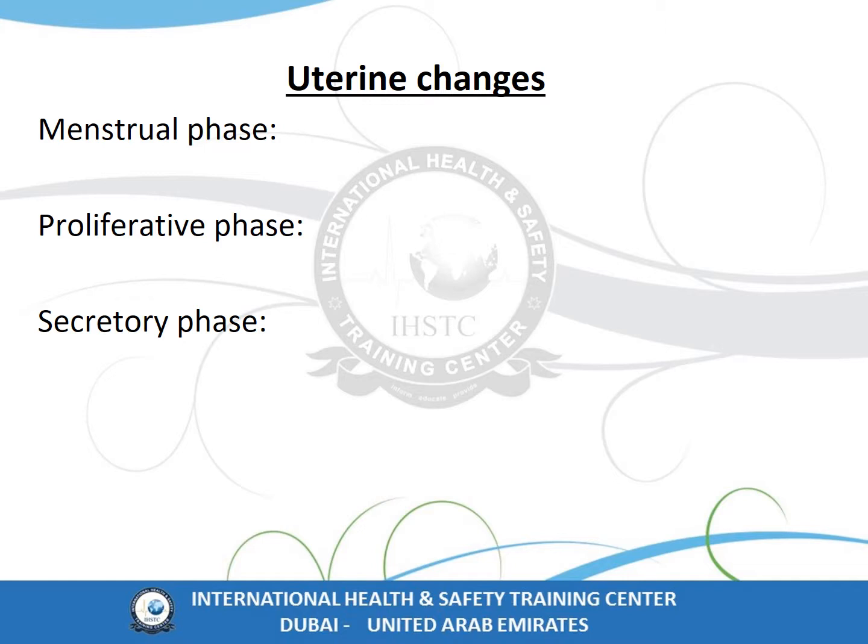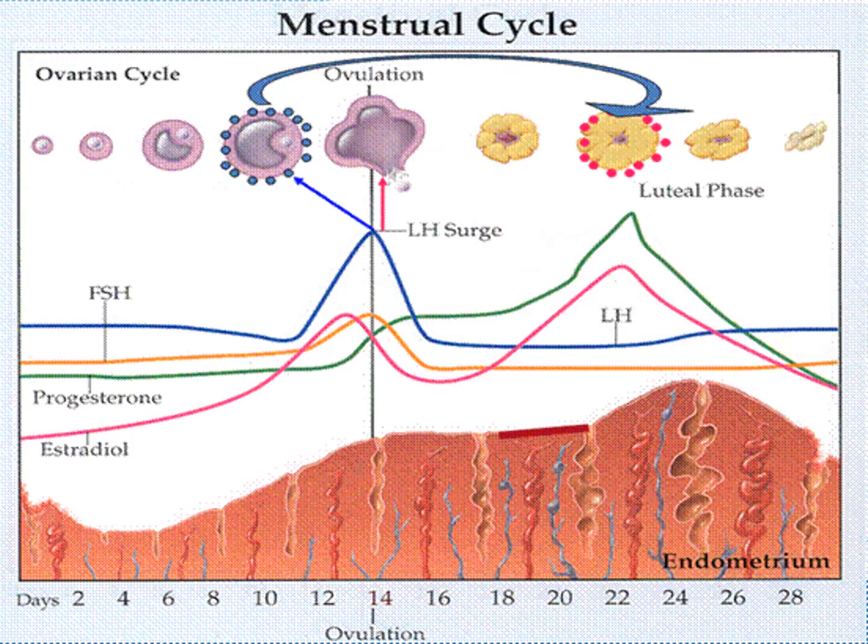The last is the secretory phase that lasts for about 12 days and follows ovulation. This phase is initiated in response to the increase in the luteinizing hormone level. The Graafian follicle is replaced by the corpus luteum, and it secretes progesterone and estrogen. Progesterone prepares the endometrium for pregnancy if a fertilized ovum is implanted. This is about the menstrual cycle.